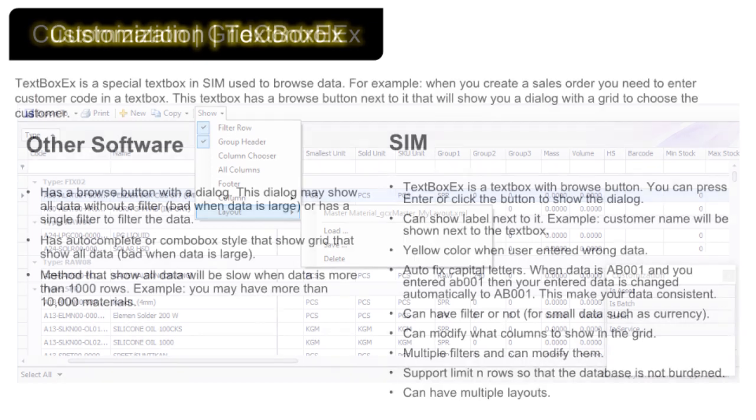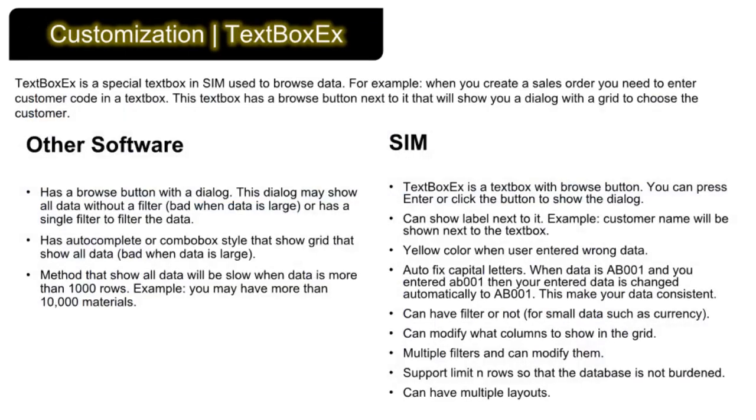Awesome. Text box X is a special text box in SIM. Its main purpose is to browse data. For example, when you create a sales order, you need to enter a customer code in a text box. This text box X has a browse button with 3 dots next to it. When you click this button, a dialog is presented with a grid to choose the customer. In SIM, the text box is combined with an optional label. In the case of customer, once you enter a customer code, then the customer name will be shown next to it.